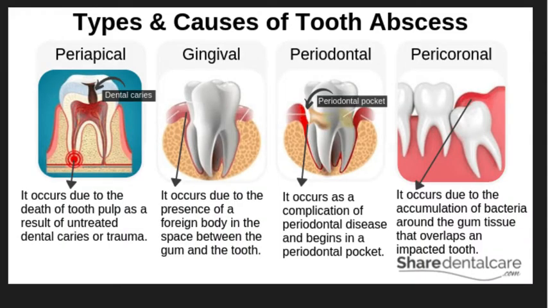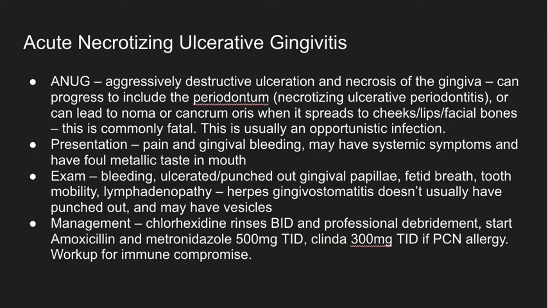So periodontal disease, again, second from the right there, showing you where you get that disease in gingivitis, and an abscess can form in that pocket. ANUG, so this is kind of the extreme dental issue that we can get here. This is acute necrotizing ulcerative gingivitis. It's an aggressive destruction and ulceration and necrosis of the gingiva.